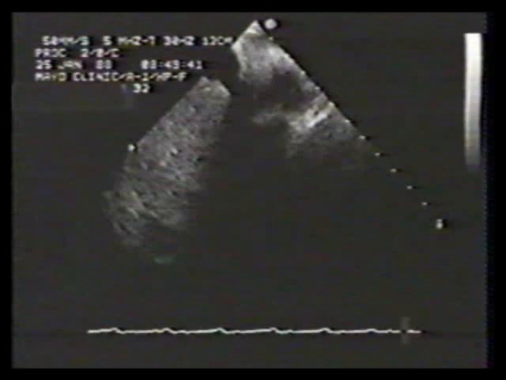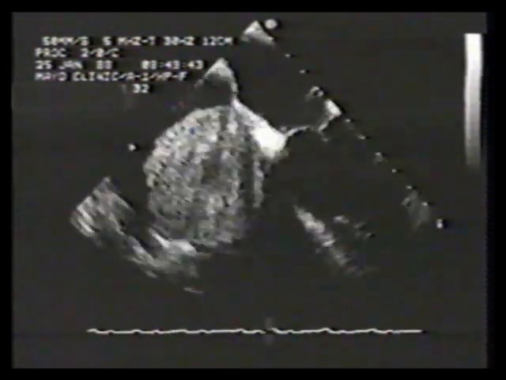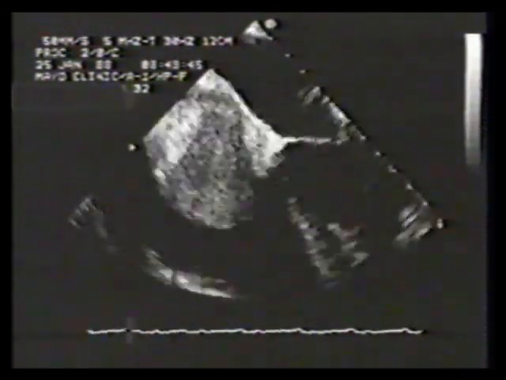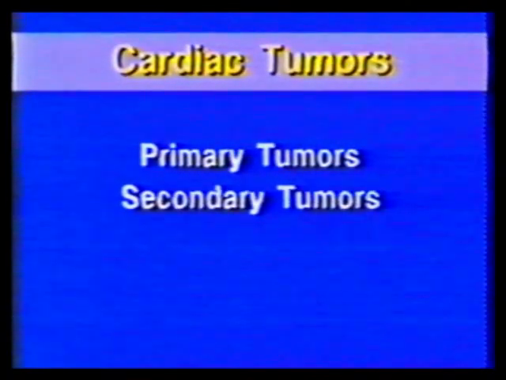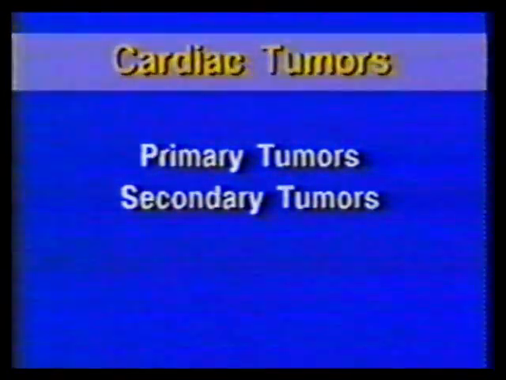The following discussion will review the two-dimensional echocardiographic diagnosis of cardiac masses. There are usually recognizable anatomic features which set each diagnosis apart. This first segment will deal with primary and secondary tumors of the heart.